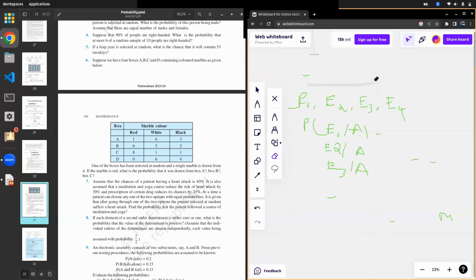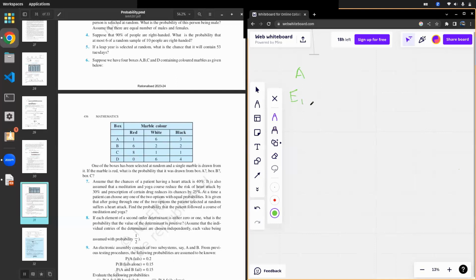So this is again a question related to Bayes theorem. So again we define events. Let A be the event of the person having a heart attack, and E1 be the event of the person following meditation and yoga, and E2 be the event of the person following the drug. So we should find the probability such that the person preferred yoga and meditation and had a heart attack. So to find this, we should find the probability of A given E1, and the probability of A given E2.